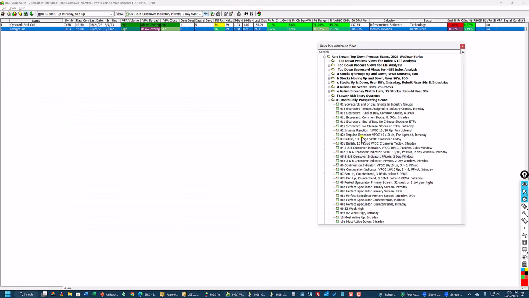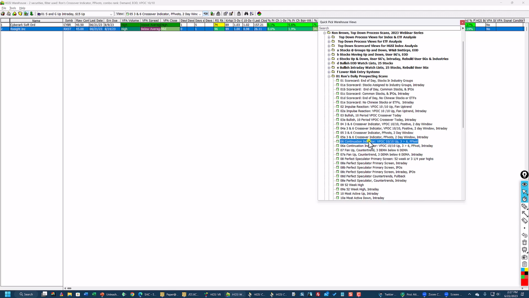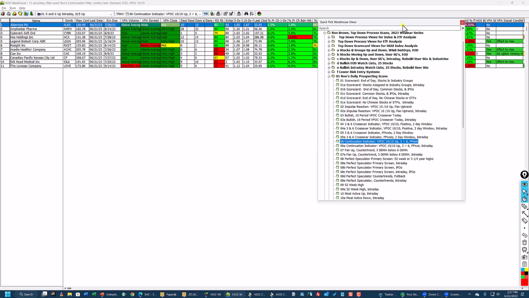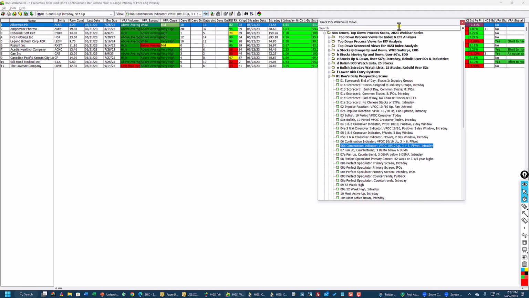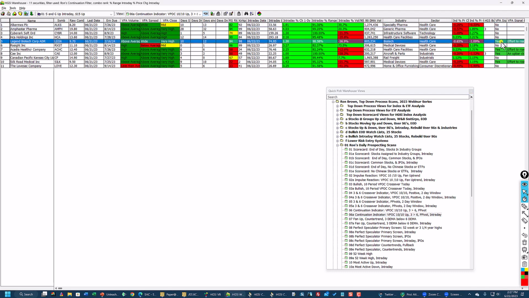Okay, let's move on. I want to do a few more of these. I don't want to drag it out forever. Here's the continuation indicator. Remember, I showed you this chart last week. These stocks either have a pocket pivot today or they have an effort to rise. You can see over here there's an effort to rise right here.